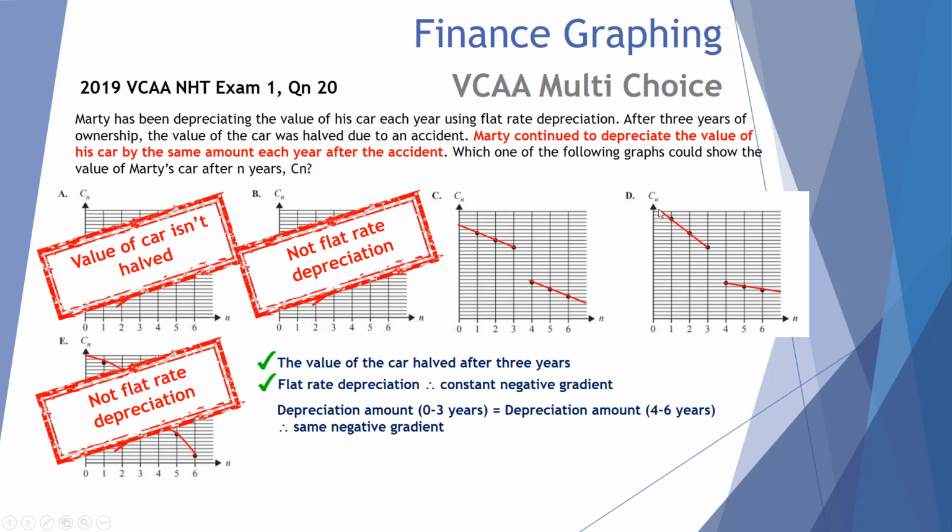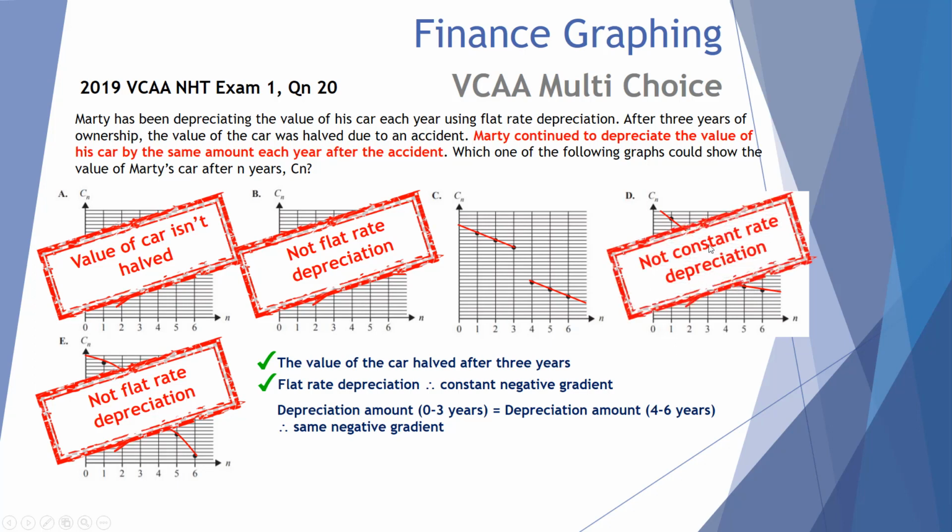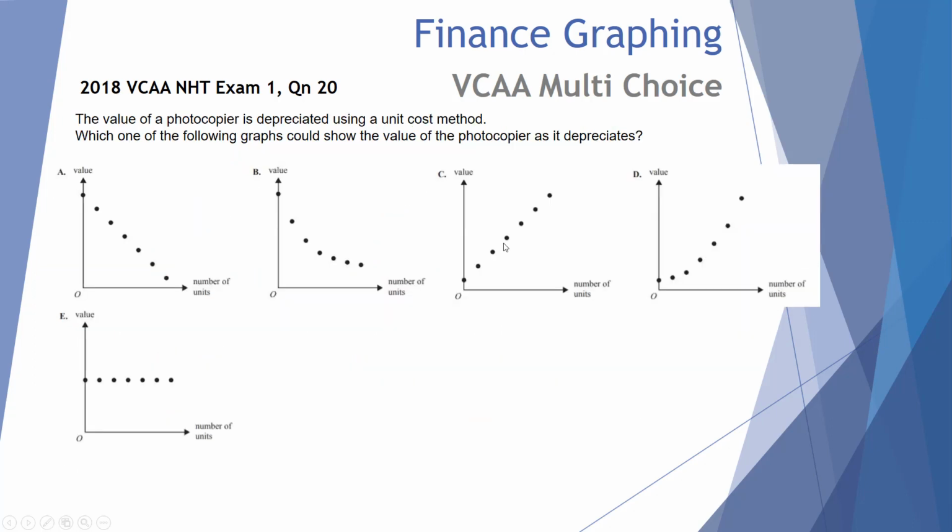However, graph D has a constant gradient, a drop off in value, and then a different gradient. So the rate at which it's depreciating is less after 4 years. So this is not a constant rate of depreciation. So option C is our correct answer.